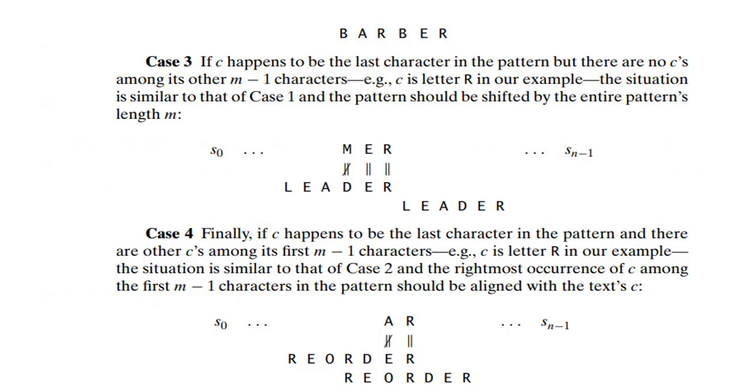And the next condition: in case I'm having a mapping like MER, the last character is matching, the second last is matching, but the next character is not matching. But you see here R is there. So check whether any element R is there here. It is not there. So surely this pattern also has to be shifted by the entire pattern's length.